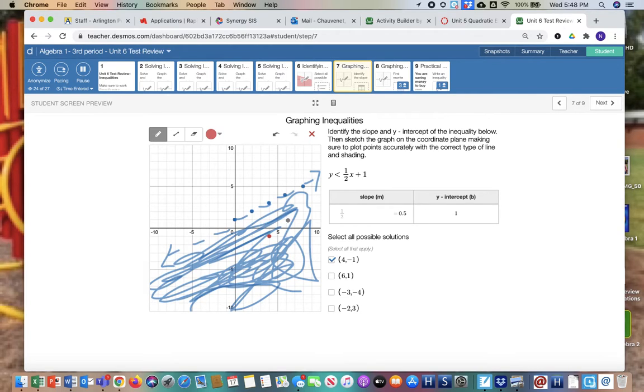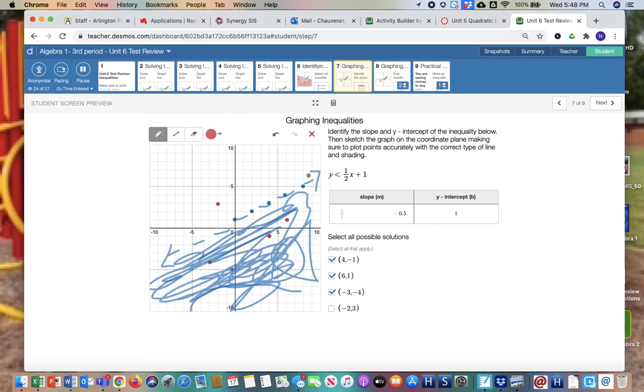Right 6, up 1. That's in the shaded region. That's a solution. -3, -4, so left 3, down 4. That is in the shaded region. -2, 3, so left 2, up 3. That is not in the shaded region, so that would not be a solution.